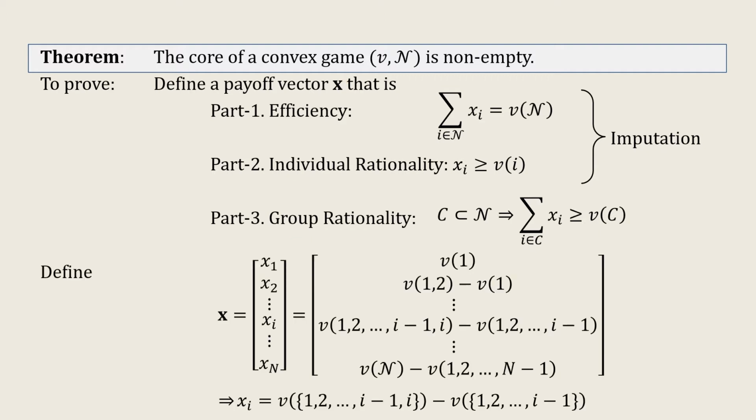So this is how I define my payoff vector x. x1 is v(1), x2 is v(1,2) minus v(1), and in general x sub i, the payoff of agent i, is v(1 to i-1, i) minus v(1 to i-1), and so on until xn. I write down the general expression for xi because I'll be needing it over and over again.